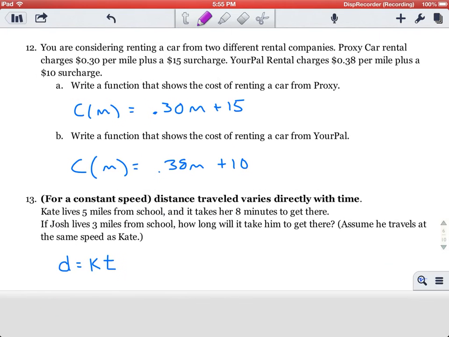And last page, word problems. Question number 12. 30 cents per mile and a $15 surcharge. The only thing that perhaps people missed was defining a variable. If you put x, you needed to define what x was.